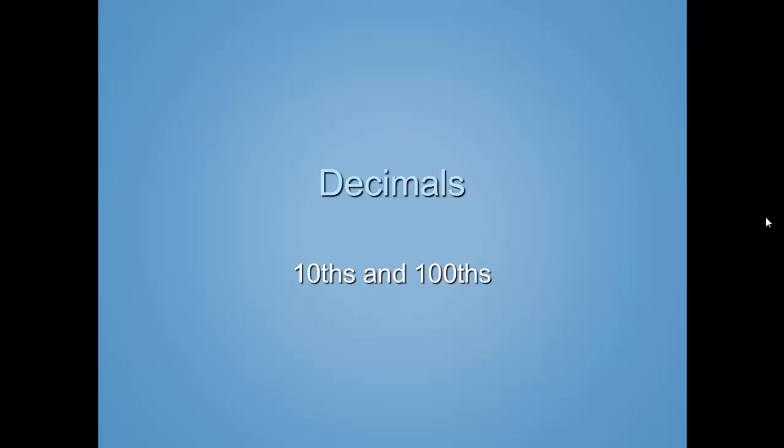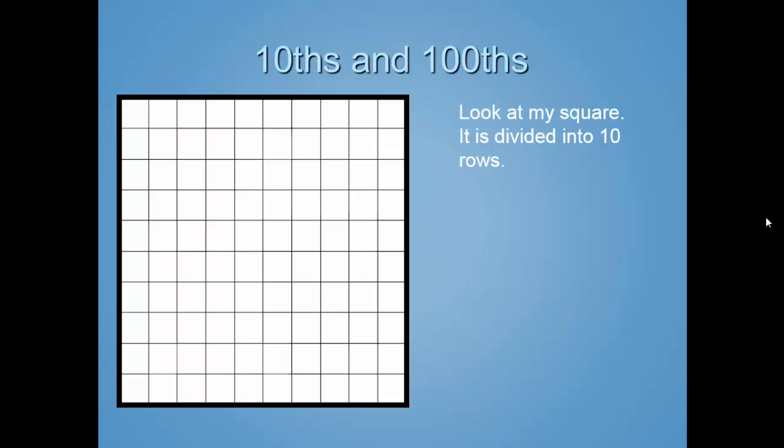It's probably a really good idea to review how decimals work, what they actually are, before we get any further into decimals or fractions. Let's just deal with tenths and hundredths, and we'll do it by looking at a square. So let's look at this square, and it's divided into 10 rows and it's divided into 10 columns.